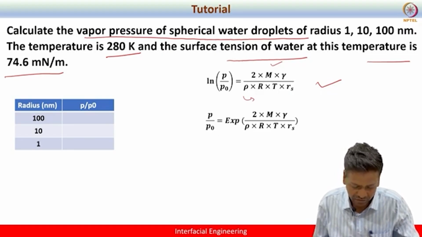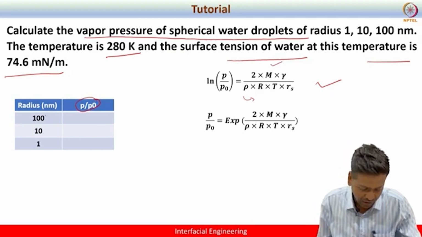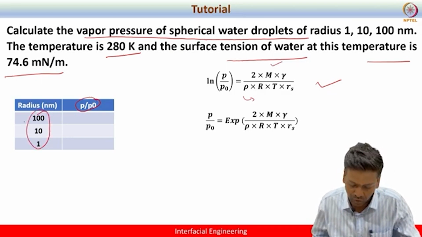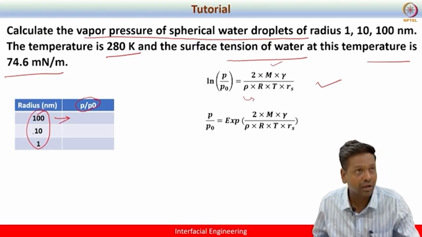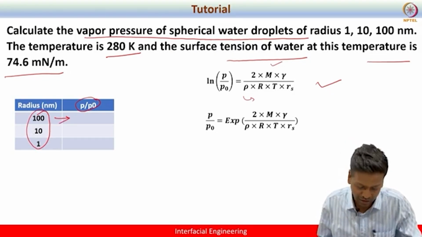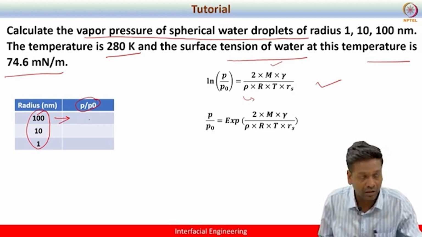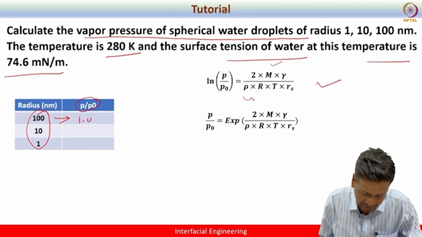Maybe you can list the P by P naught for different bubble radius or droplet radius. So we have got different droplet radii. When the droplet radius is 100 nanometer, what is going to be my P by P naught? I'm going to directly write the answer for you.